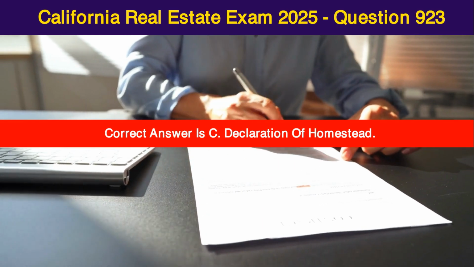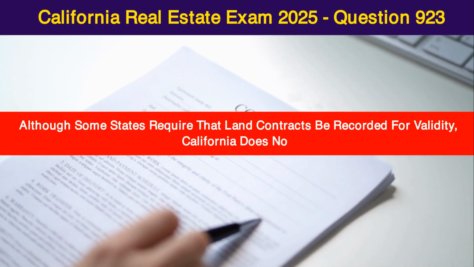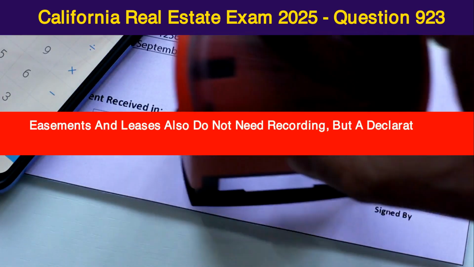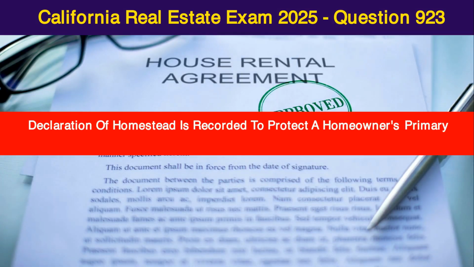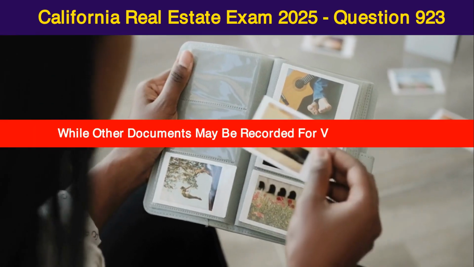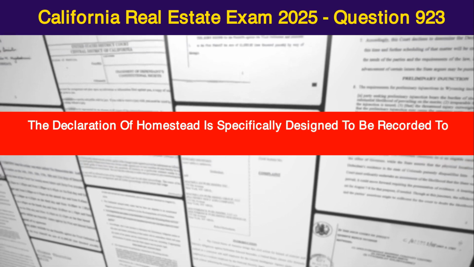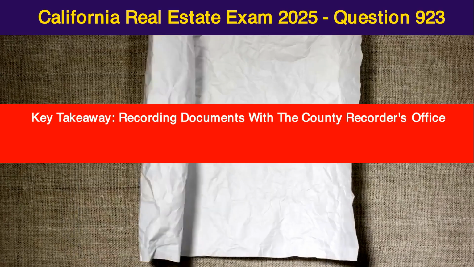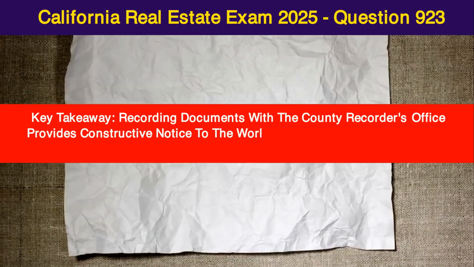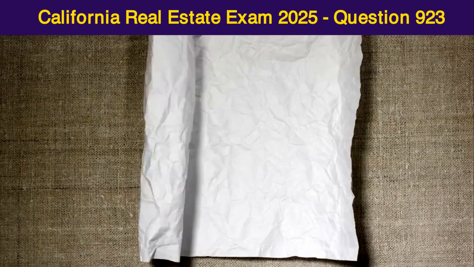Declaration of homestead. Although some states require that land contracts be recorded for validity, California does not. Easements and leases also do not need recording, but a declaration of homestead does. Declaration of homestead is recorded to protect a homeowner's primary residence from certain creditors, while other documents may be recorded for various reasons. The declaration of homestead is specifically designed to be recorded to provide legal protection to the homeowner. Key takeaway: recording documents with the county recorder's office provides constructive notice to the world about the rights and interests related to a property.